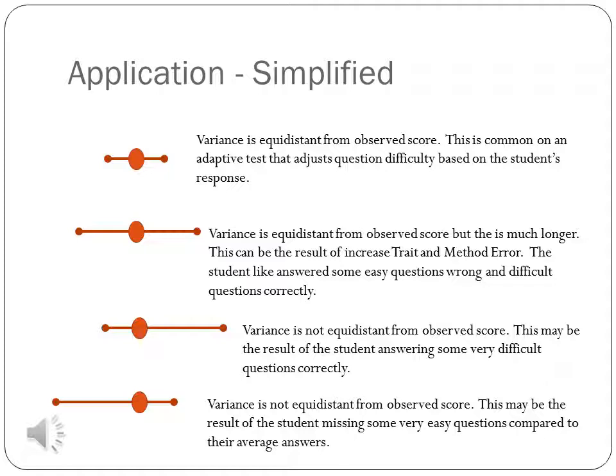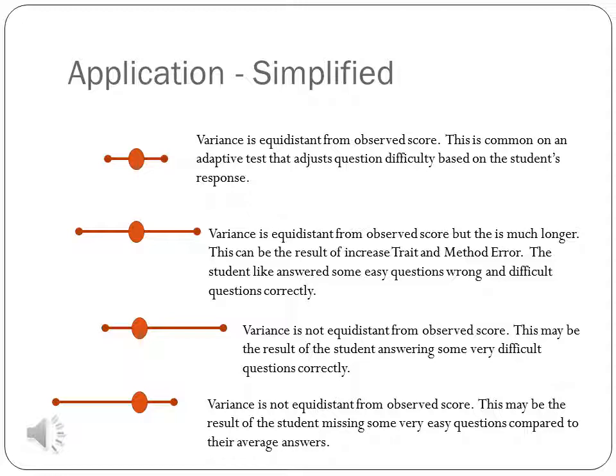In this third example, the variance is not equidistant from the observed score. This could be a result of the student answering some very difficult questions correctly. In general, they had a body of knowledge that they scored relatively the same on, but it could be, for example, on a math test, that they're very good in one area, algebra or measurement, have interest in that or have had some extra experience. Therefore, they could have gotten some very difficult questions correct, but not overall.